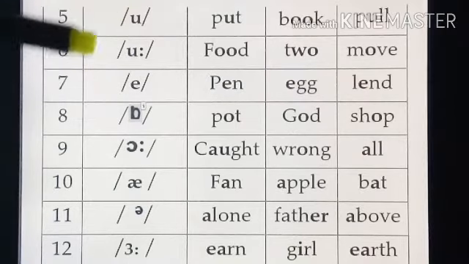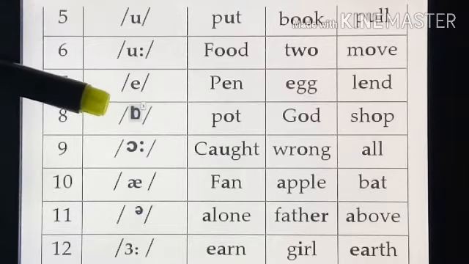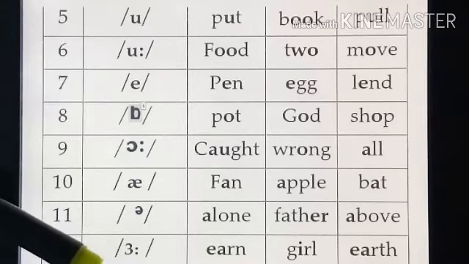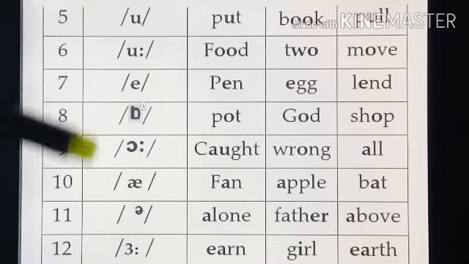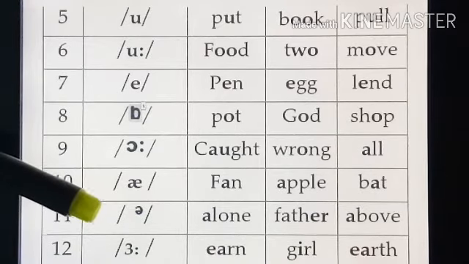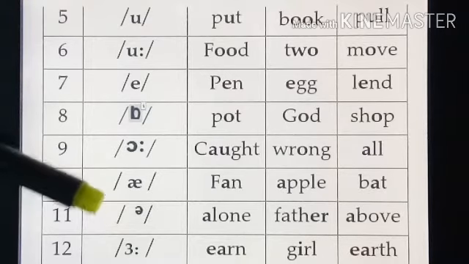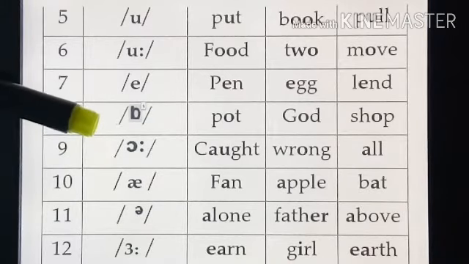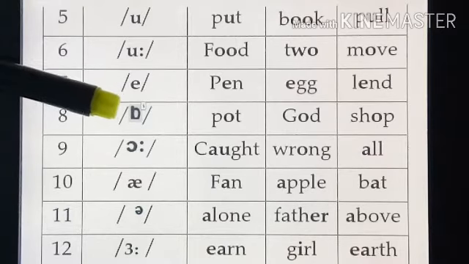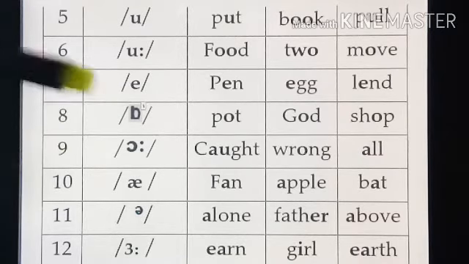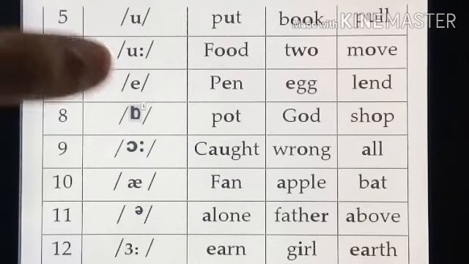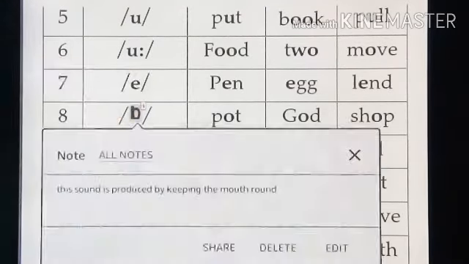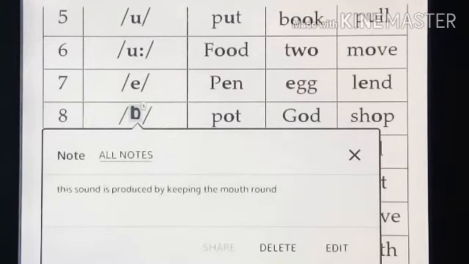So all these sounds from one, these are a little bit easy. Next, from this sound onwards up to the last one, all these five are not existing in our mother tongue. These are very special in the English language. How can this sound be produced? This sound is produced by making our mouth a little bit round. Here we can see a note, that is, this sound is produced by keeping the mouth round.